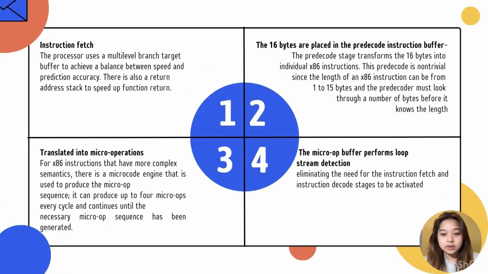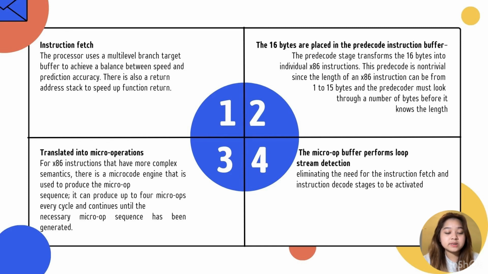Starting with the first one, instruction fetch. The processor uses a multilevel branch target buffer to achieve a balance between speed and prediction accuracy. There is also a return address stack to speed function returns.